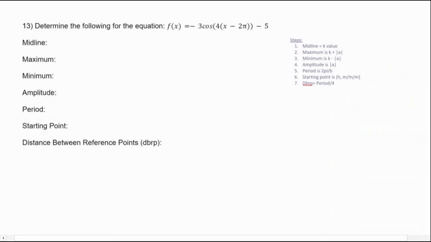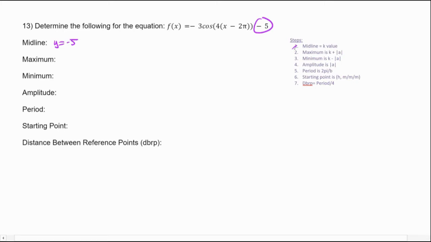You're asked to find the characteristics of the following equation. And a couple things about this, some of them are pretty straightforward. Some of them take a little bit more math, but overall, we're just determining some very specific information so we could graph this. So first of all, midline is the k value. Boom, k value is at -5, so the midline would be at -5.